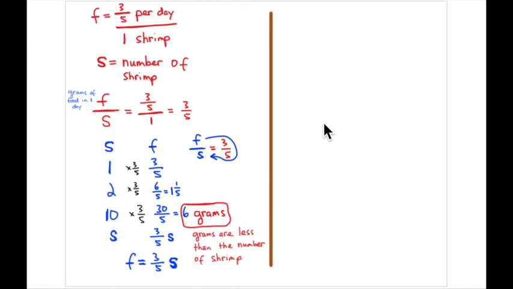Now, just to make your life a little bit tougher, they say, well, what if instead of 1 shrimp in the tank in the aquarium, there are 10 shrimp? So now they're adding another property.